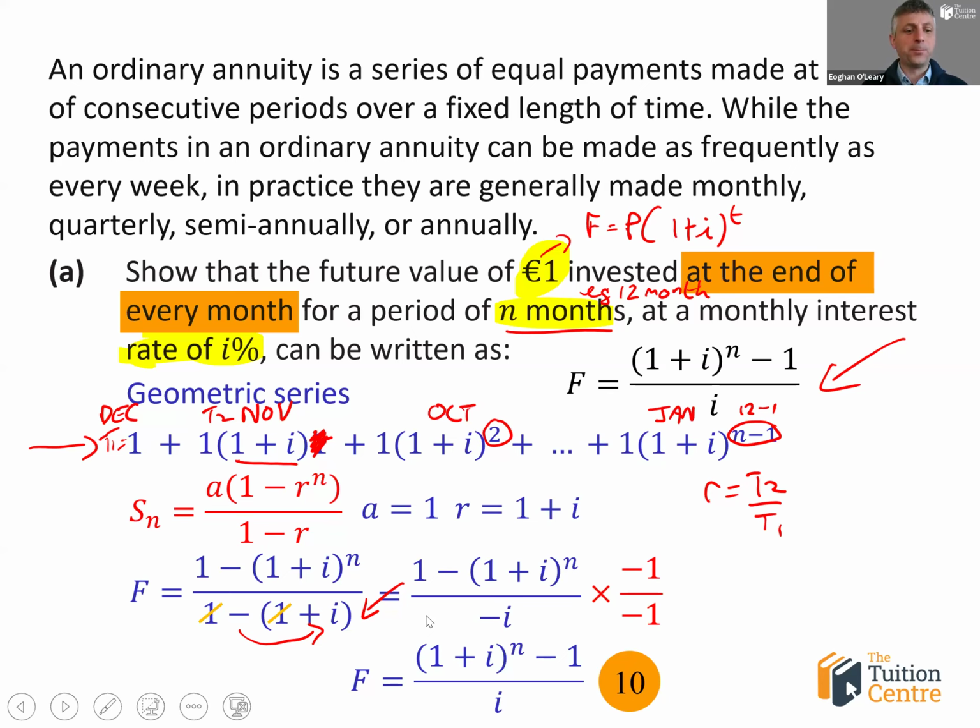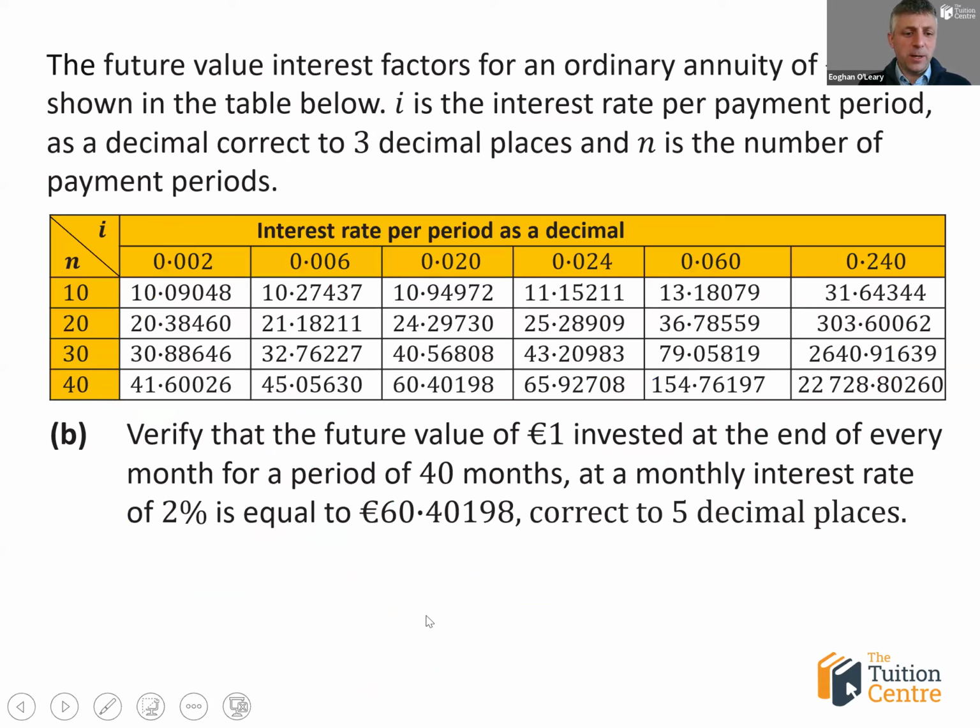Let's move on to part B. So there's an intro to this as well. And the language here, again, wouldn't help necessarily, but this is the kind of language that can get used in the Leaving Cert. The future value interest factors for an ordinary annuity of €1 is shown in the table below. I is the interest rate per payment period as a decimal, corrected to 3 decimal places, and N is the number of payment periods. So, okay, I is your interest rate, and N is your payment period.